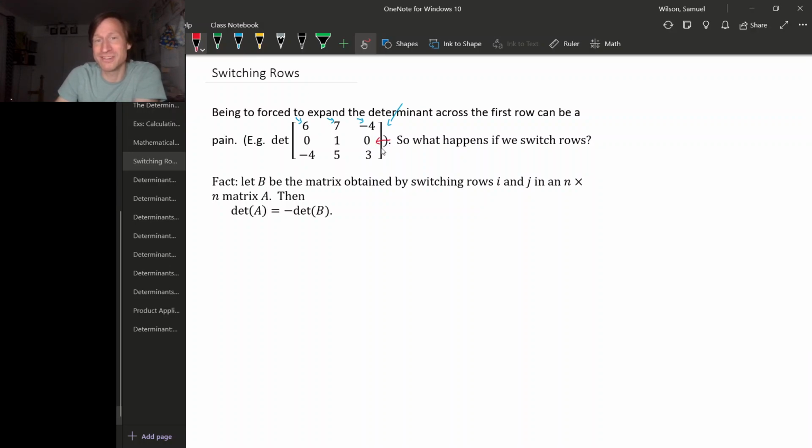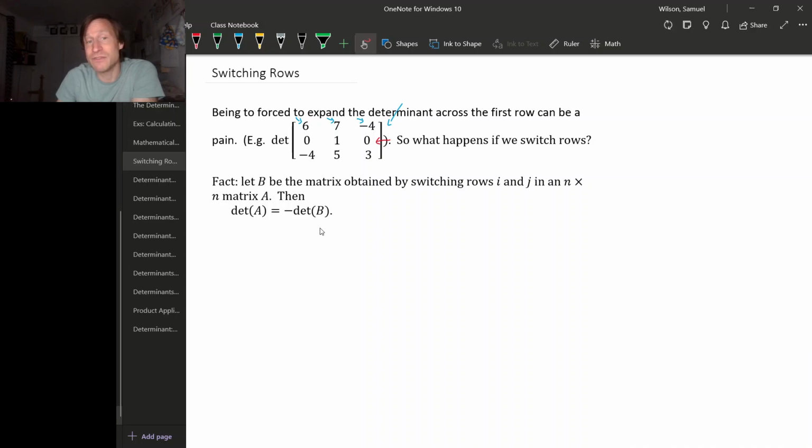Then we could go along, say, the second row, and because of those zeros, we would have much less calculation to do. Unfortunately, our definition of the determinant insists that we go along the first row, but that kind of makes you wonder, could we switch these rows? If we could switch these rows so that the 0, 1, 0 row was on the top, that would make this determinant a lot easier to calculate. So let's see what happens when you switch rows.